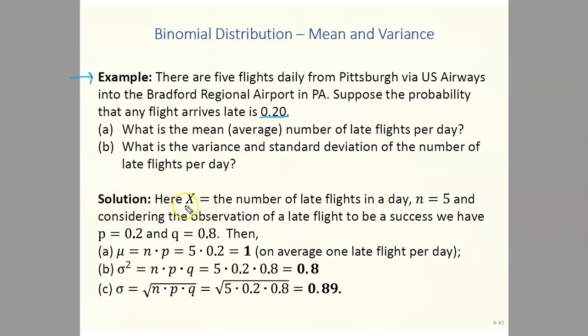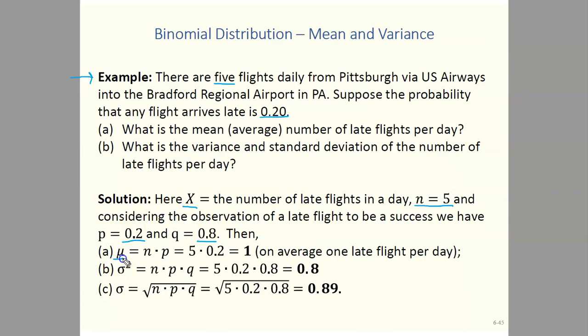Alright, so for this problem, the random variable x is the number of late flights in a day. The number of flights, n, is 5. That's given in the problem up here. And if we consider the observation of a late flight to be a success, then the probability of success, which is observing a late flight coming in, is 0.2. That's given to us in the problem. And the probability of failure, which is a flight that arrives on time, is 1 minus p, or 0.8. So now we just have to apply the formulas.